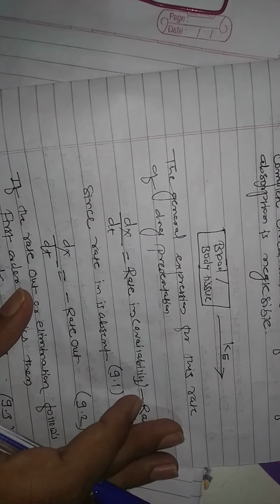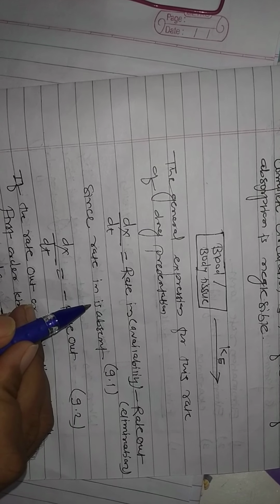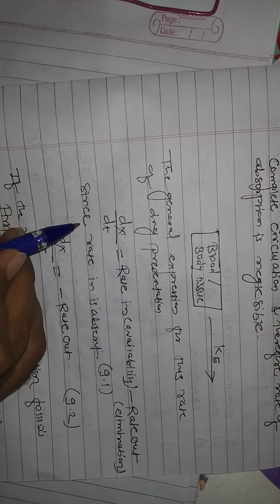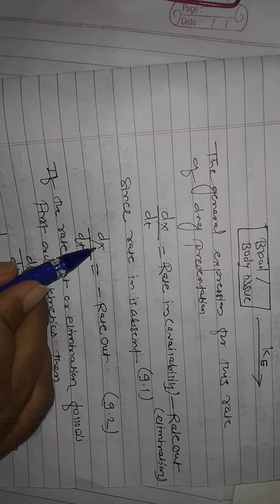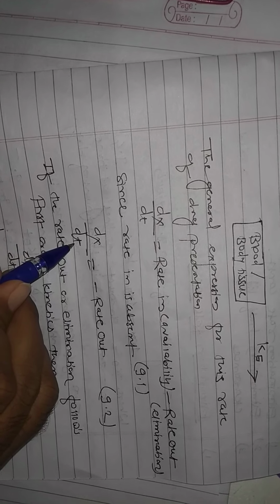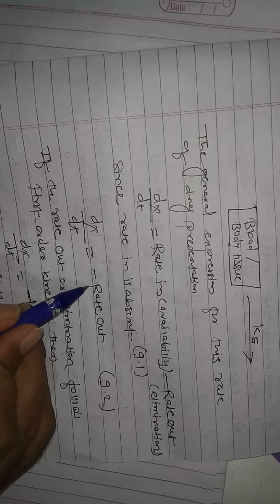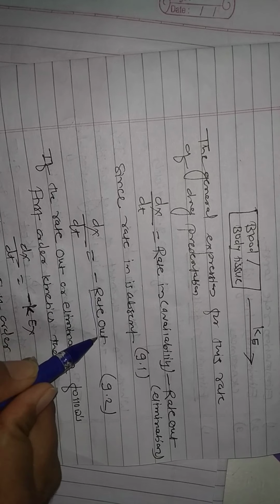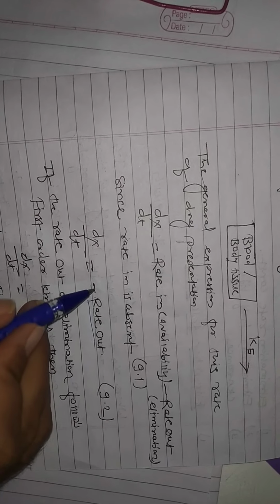So what happens here, as there is no absorption phase, the equation becomes dX by dt, that is the amount of drug in the body, is equal to minus rate out, that is only the elimination process is involved here, because the drug directly enters the systemic circulation.